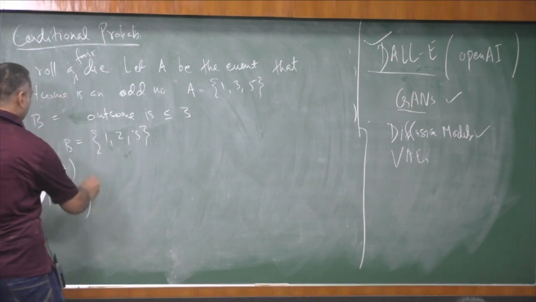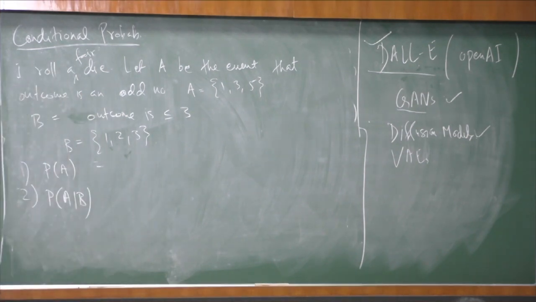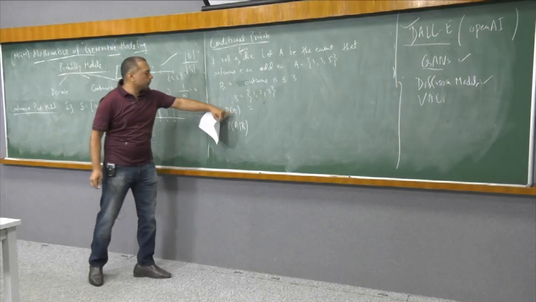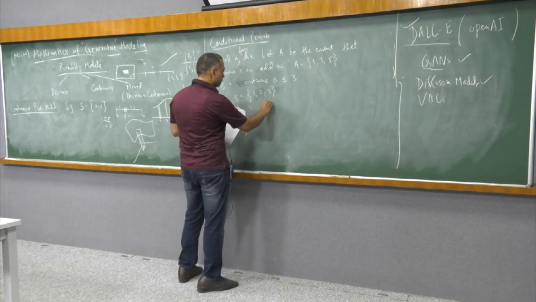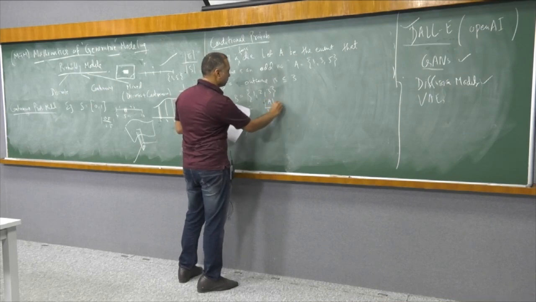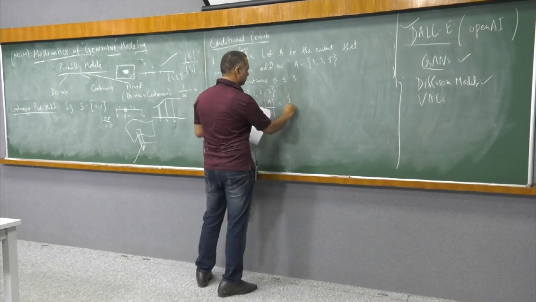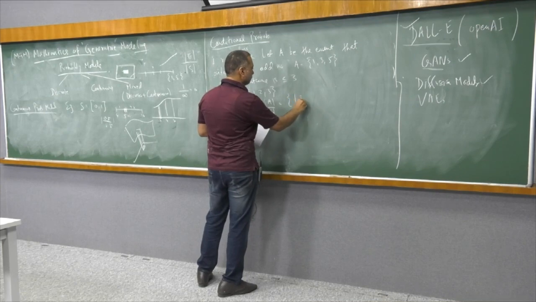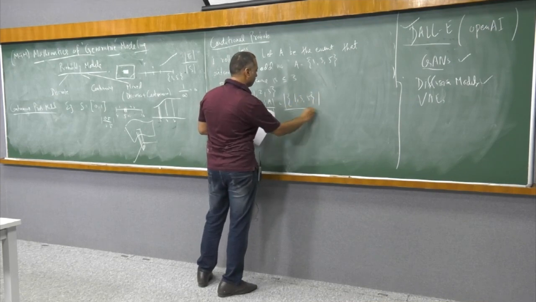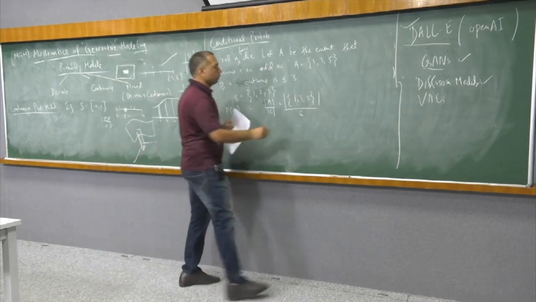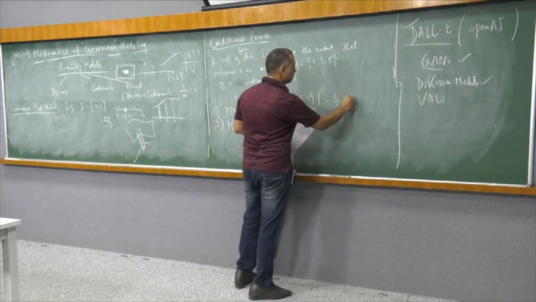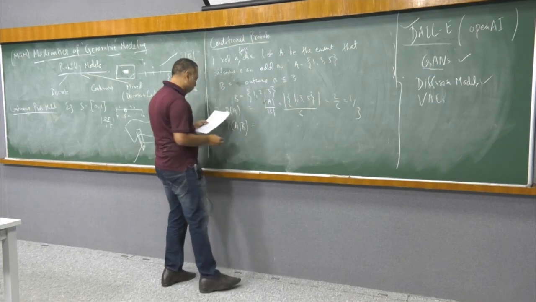So probability of A, if I write down, we will use this formula: number of elements in the event A divided by the sample space. Sample space is 6, it is a fair die. So this is cardinality of A divided by cardinality of S, because it's a discrete probability. So this is 1, 3, 5, cardinality of this set divided by the cardinality of the sample space, which is 6. So in this case we have already seen this is 2 over 6, which is 1 over 3. And probability of A given B.